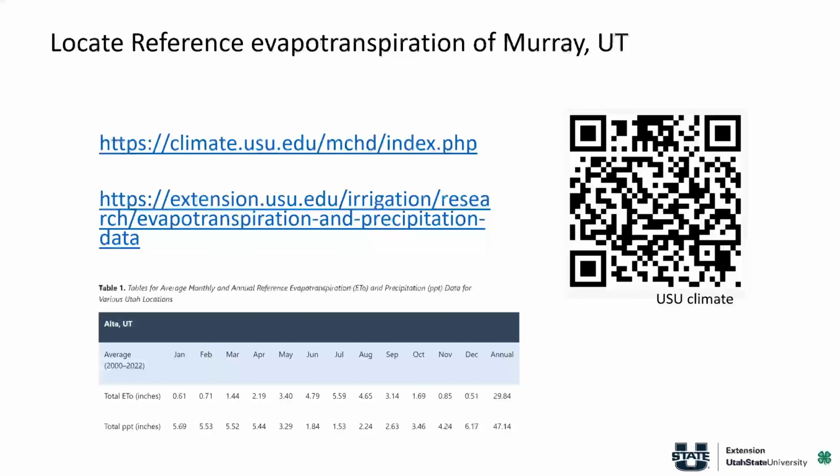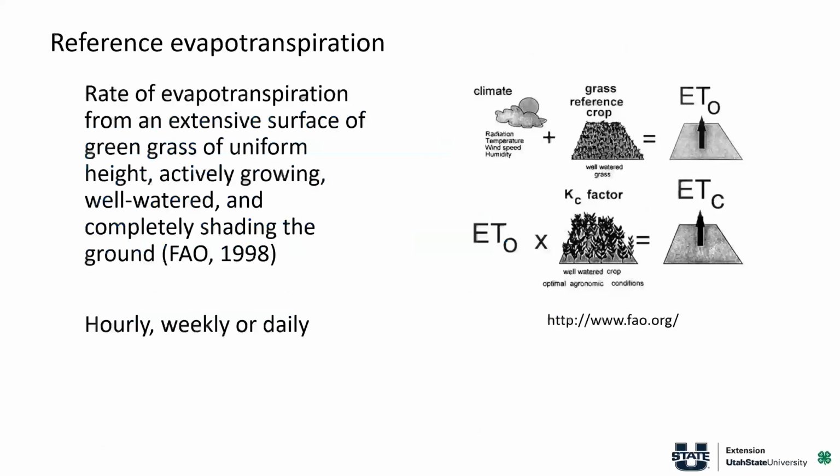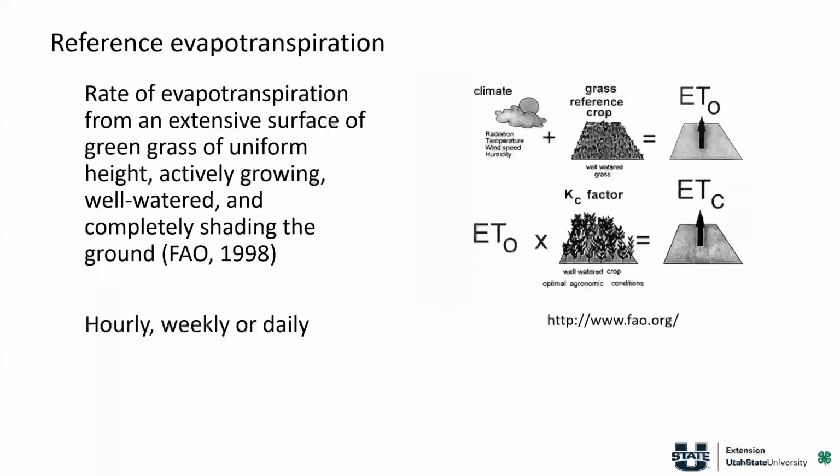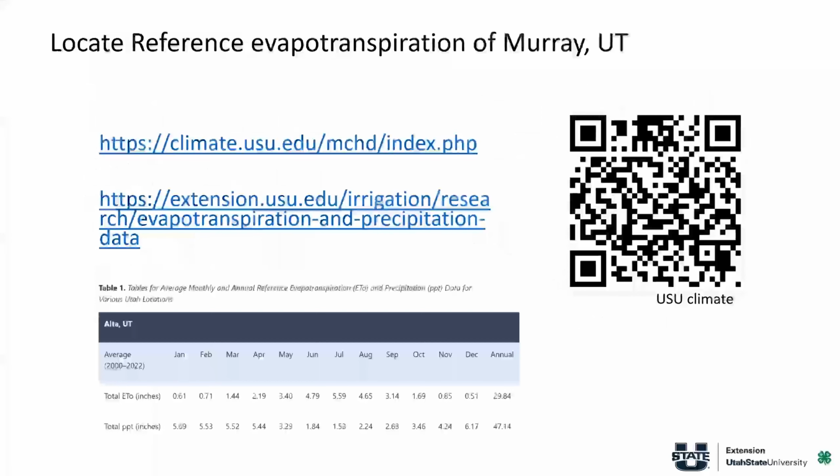So there are a lot of things that go into the reference evapotranspiration, such as solar radiation, air temperature, relative humidity, wind, planting density. Now, to calculate a water budget, do we need to go ourselves, get all those numbers, and do the calculation? Or do we have that value so that we can use it in the calculation? You can, but you don't need to.